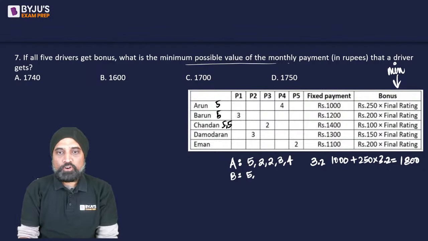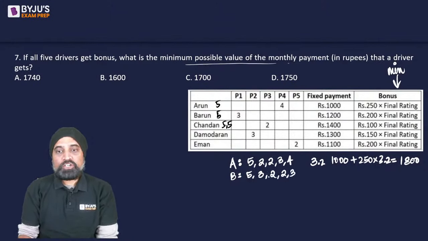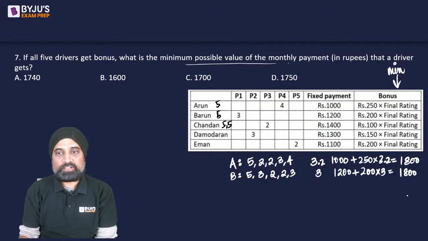Okay. For B, we have a 5 and a 3. We need to minimize and make sure that he gets a bonus. We should give him 2 more 2s and a 3. So he is going to get a total of 15, his final rating being 3, his payment being 1200 plus 200 into 3, which is going to give us 600 plus 1200, which is 1800.